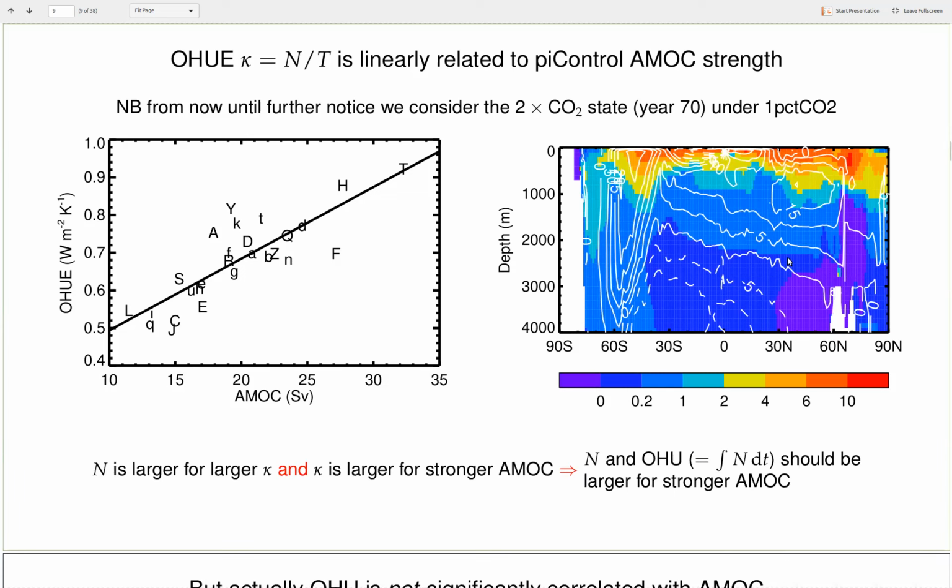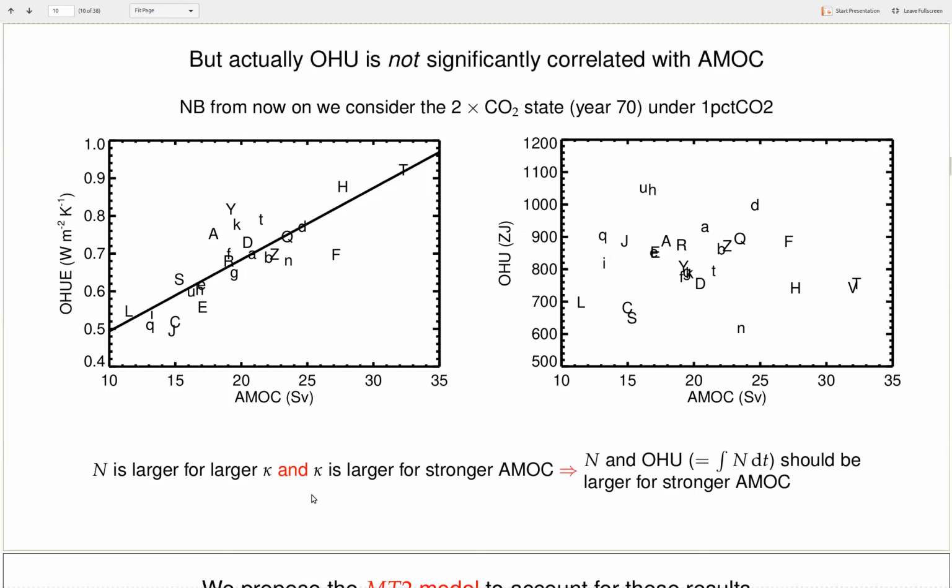So we have already seen that n should be larger for larger kappa, and now we see that kappa is larger for stronger AMOC. Putting those two things together means that the two-layer model predicts that n, and therefore the ocean heat uptake, which is the time integral of n, should be larger for stronger AMOC. But actually that's not true. So the right-hand plot here is a scatter plot of the amount of heat that's been taken up by year 70 against the control AMOC, and you see there is not a significant correlation.